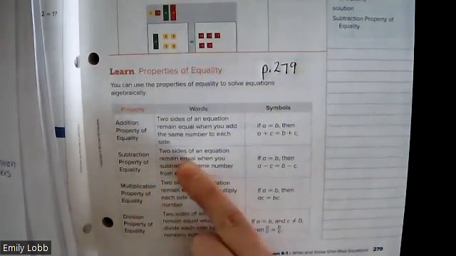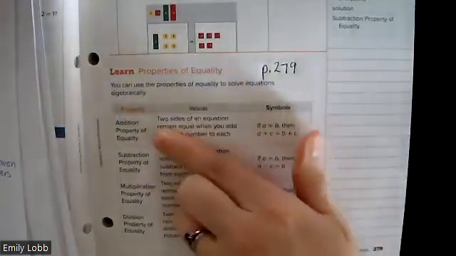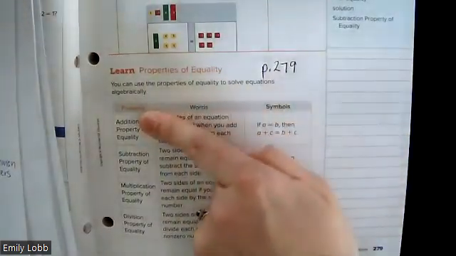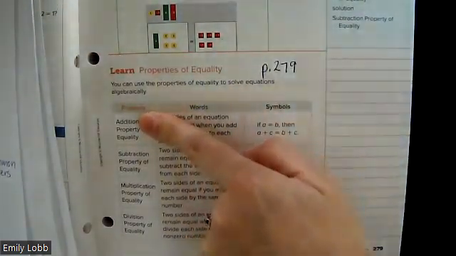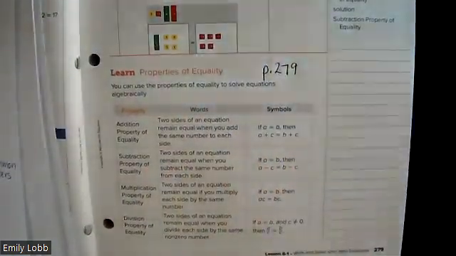All right. Two sides of an equation remain equal when you subtract the same number. So the only thing that's changing is what you're doing, the operation. So if I add c to both sides, it would stay equal. And if I subtract c from both sides, it would stay equal.